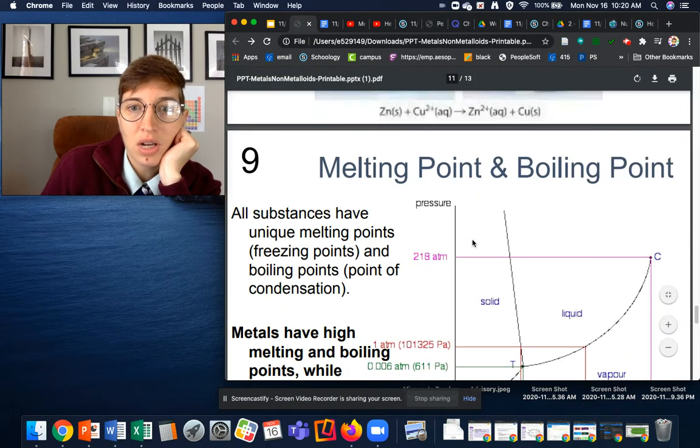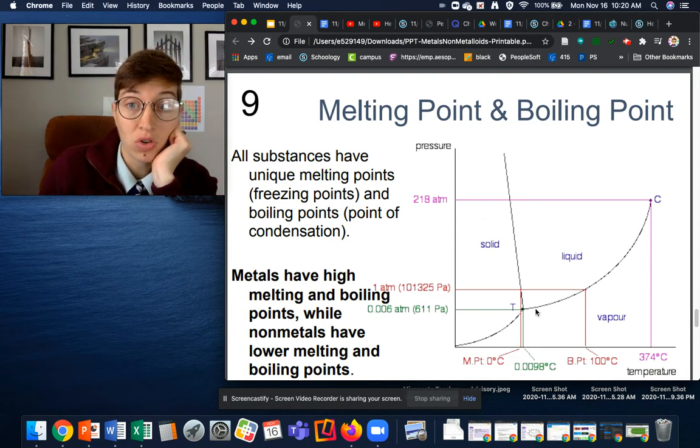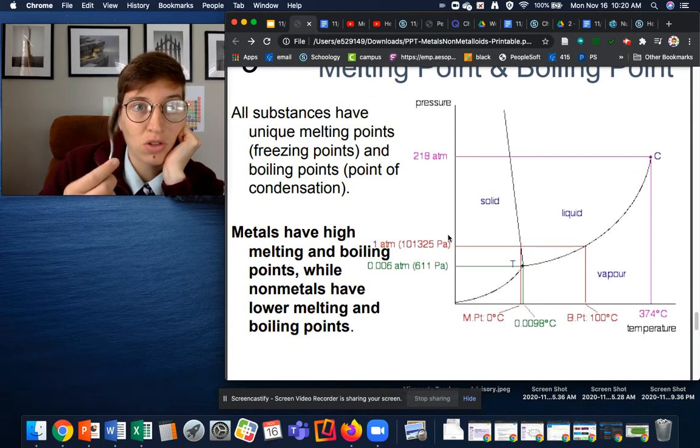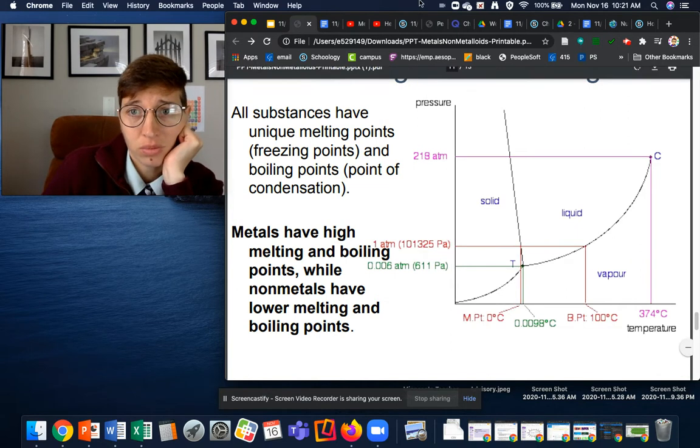All right, number 9, melting and boiling point. All substances have a melting point, all right? Like water, we boil it on the stove. We know it boils at 212 degrees Fahrenheit or 100 degrees Celsius, but other things have different melting points. For example, this metal spoon, you would have to heat it up a lot to get it to melt into a liquid, right? So metals have very high melting and boiling points. Non-metals have very low melting and boiling points. You can tell that's true.